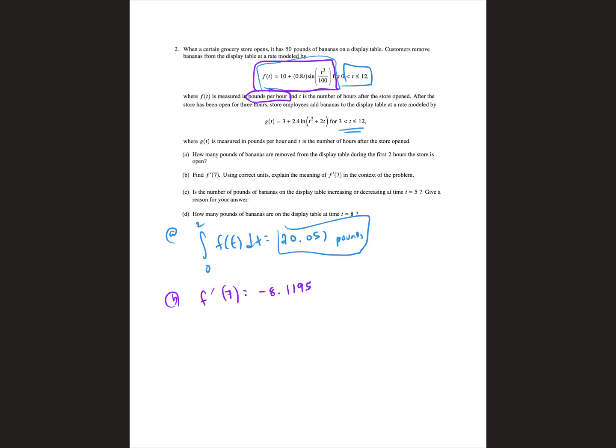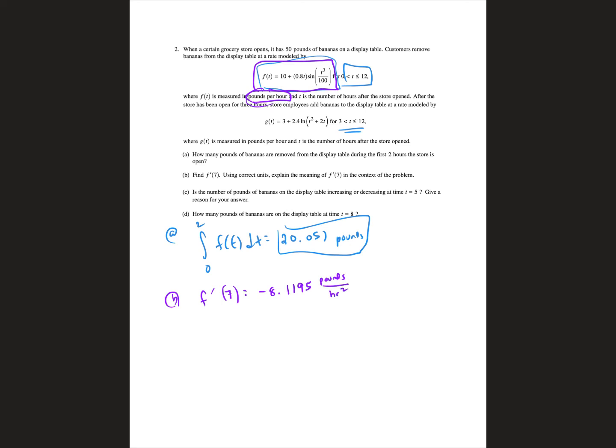And then it asks, what are the correct units and what's the meaning in the context of the problem? So the units, since F was in units of pounds per hour, this is going to be in units of pounds per hour, or you could write pounds per hour squared.